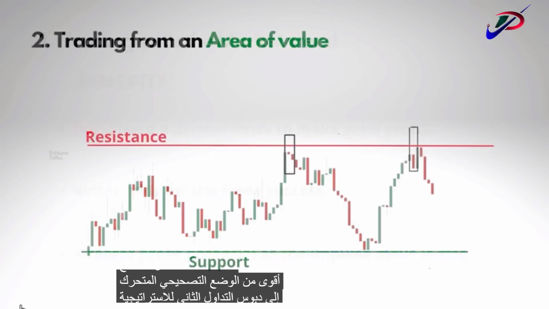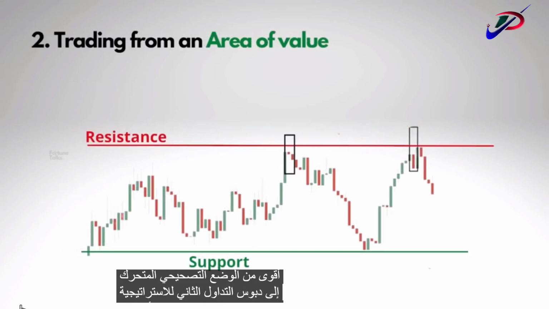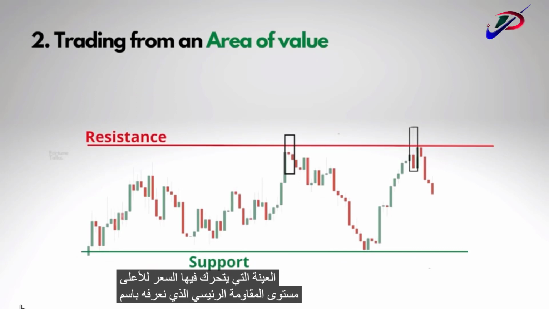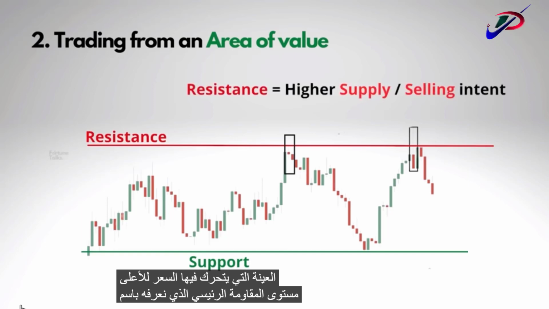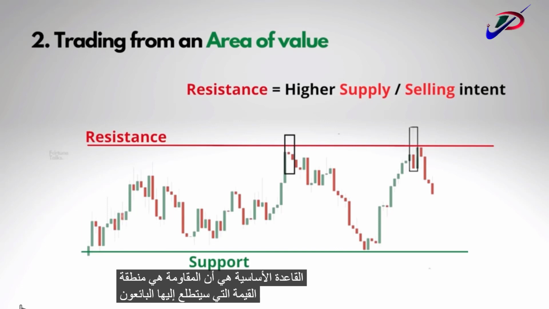Moving on to the second strategy, trading pin bars from an area of value. Take this example where the price moves higher into a key resistance level. We know as a thumb rule that resistance is an area of value where sellers will be looking to short the market, or there will be a larger supply for the stock than the demand.